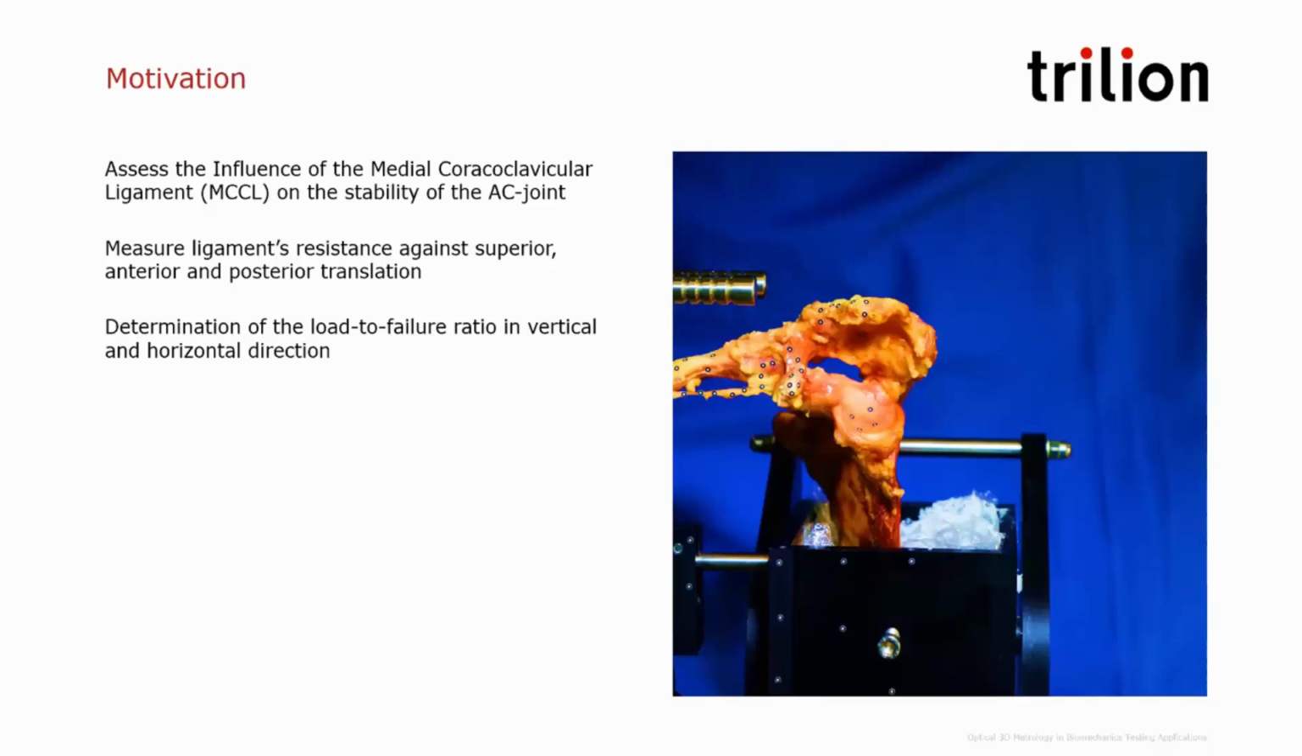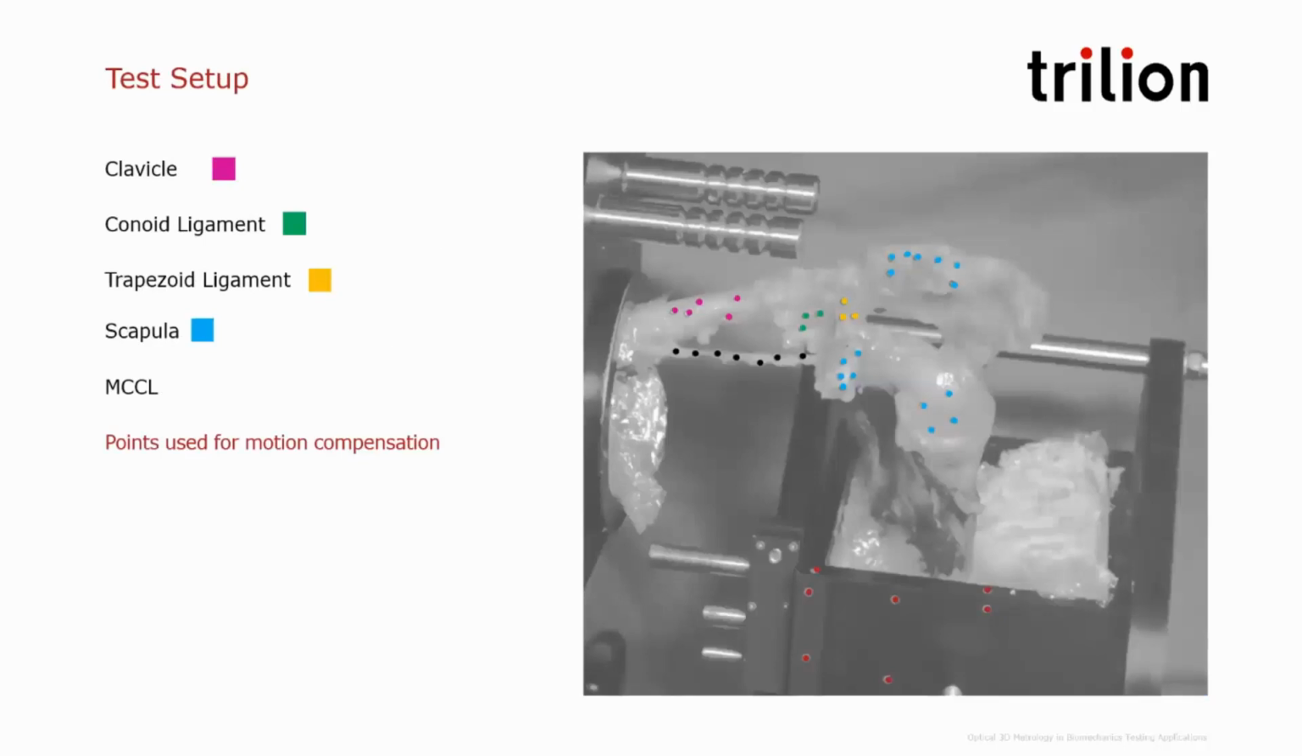If you look closely, you can see our target dots are applied here. The software automatically finds these dots, and we separate them into different components for evaluation. Each dot is a 3D coordinate for displacement tracking. So you can see the black dots are representative of the MMCL ligament, and the red dots at the bottom of the fixture are used as reference for our rigid body motion correction.